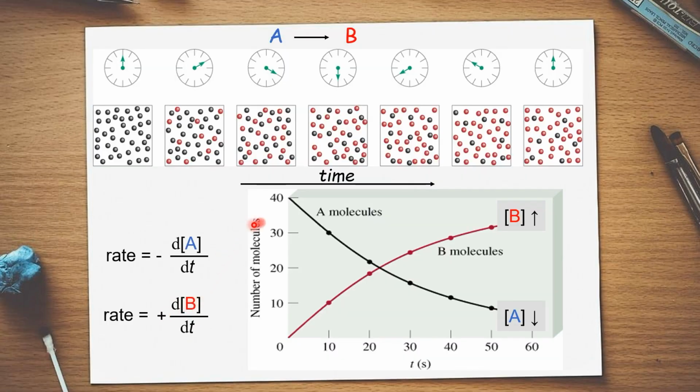When we illustrate it in the form of a graph, a graph of number of molecules versus time in seconds, we can clearly see that molecule A will decrease, and the concentration of B, molecule B, will increase with time. So this is the curve for the concentration of B increasing, and this is the curve for the concentration of A decreasing.